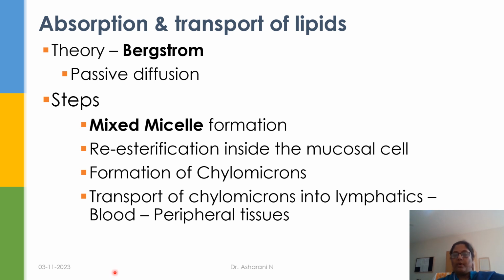The steps involved are: first there is formation of micellar structure, mixed micelles are formed, then they are absorbed into the mucosal cells where there is reesterification of these digested products. Then they form chylomicrons, and the chylomicrons are the ones which are transported into lymphatics. So we have to remember it's the lymphatics. From there they enter the circulation and peripheral tissues where they are used or stored.